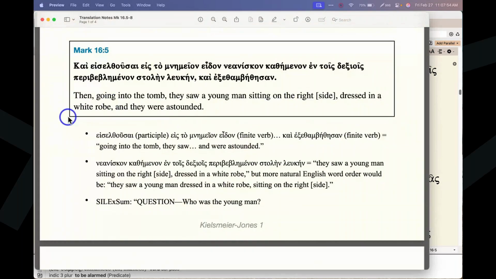Here's what I've got from my translation in the handout. Then, going into the tomb, they saw a young man sitting on the right side, or sitting on the right, dressed in a white robe, and they were astounded.